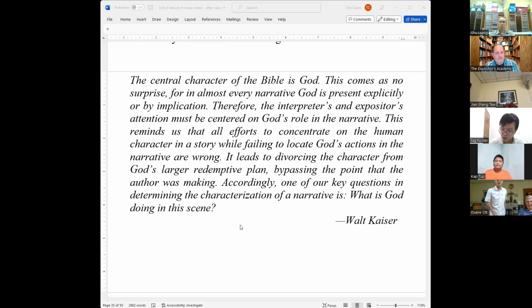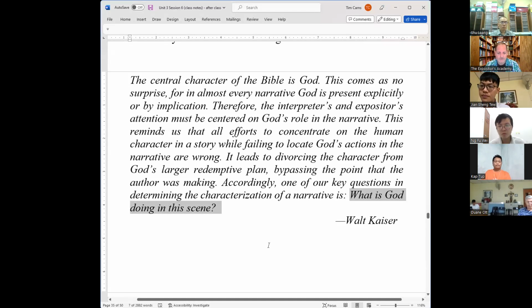Great, thank you. I think this is a helpful statement by Walt Kaiser in reminding us that as we study the story, certainly we need to understand what the human character is doing in the story and who is the main character and who is the protagonist, the antagonist, and all that. But we must not fail to see what God is doing through those characters in the story. And so I liked his question there. What is God doing in this scene?